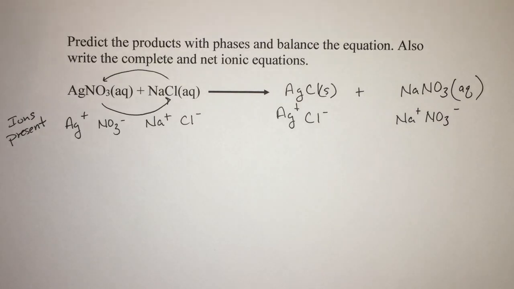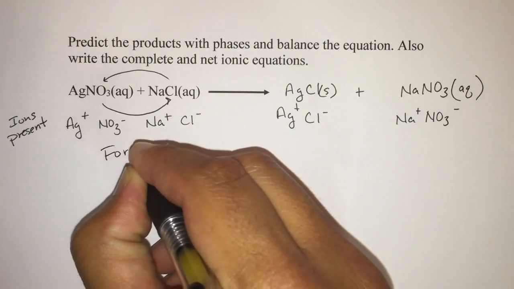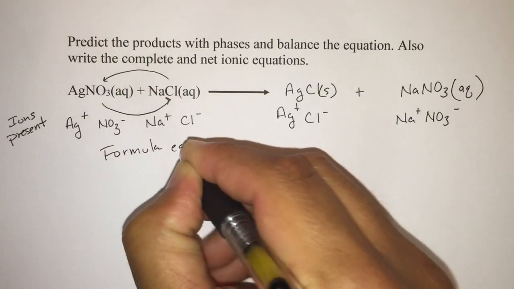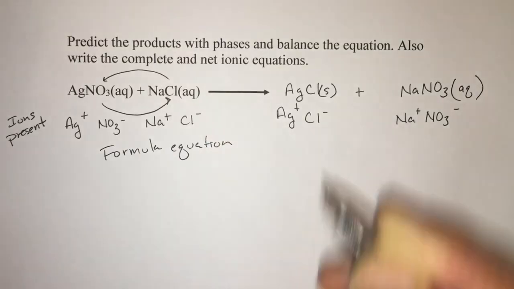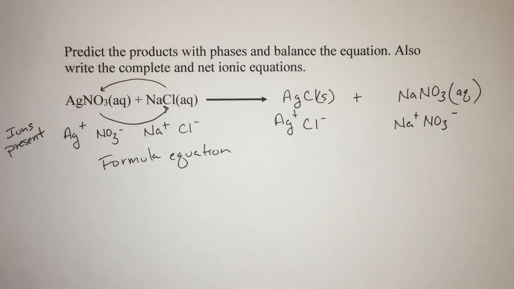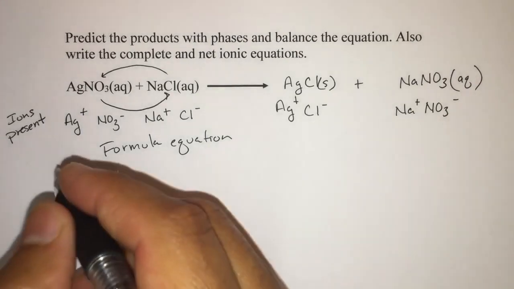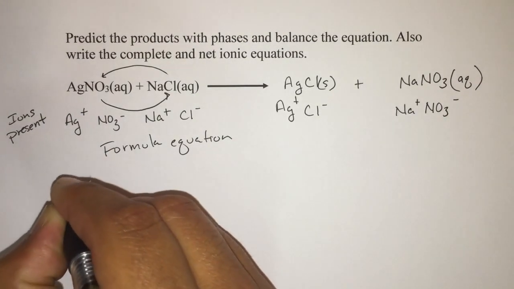Okay, so this is called the formula equation. It's called the formula equation because we're writing the equation using the formulas for all these compounds. Now that's fine, and we'll use this formula equation when we do stoichiometry. But there's some other things that are important to us. The complete and net ionic equations. So let's write the complete ionic equation first.